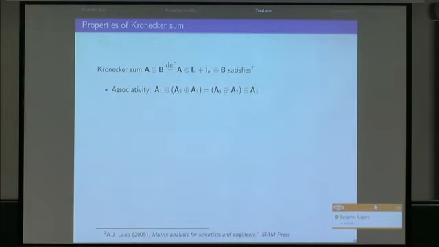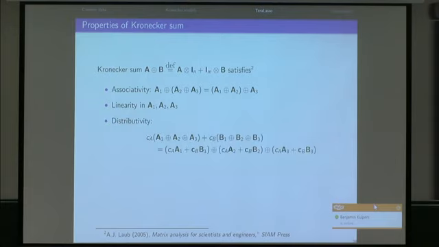Properties of the Kronecker sum: it's associative, so it doesn't matter. This allows you to generalize to more than two Kronecker sum factors by simply computing the k-1 Kronecker sum and then taking the Kronecker sum of that with some new k-th factor. Here k equals 3. It's linear, as I mentioned before. It has a distributive property, which is a little strange. It's not the standard distributive property. And it has a nice eigendecomposition property.